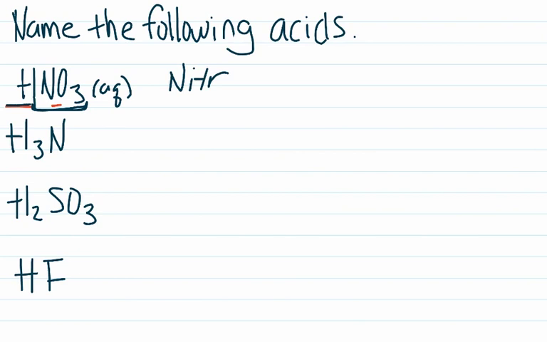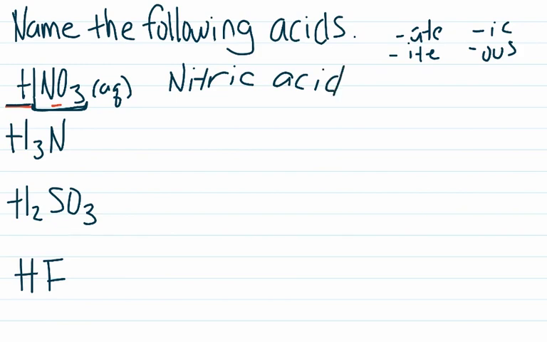Now, if it's an oxy acid and it has an ate ending, when it's in its acidic form, we give it an ic ending, because if you ate an acid, it would be icky. If it has an ite ending, then we give it an ous ending. So since this is nitrate with an ate ending, the acid gets an ic: nitric acid.